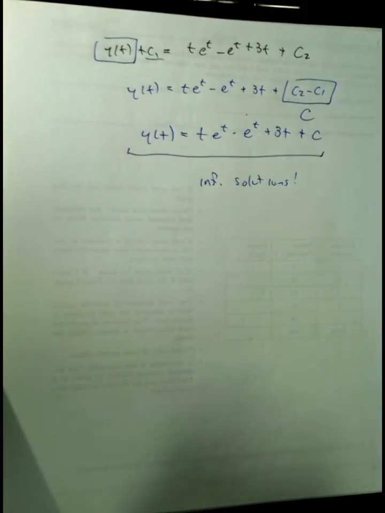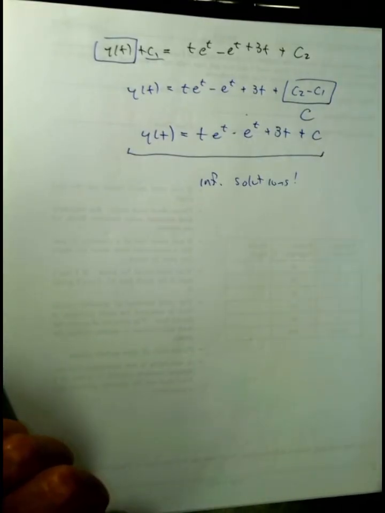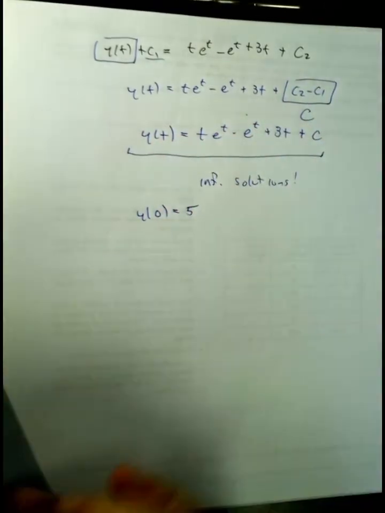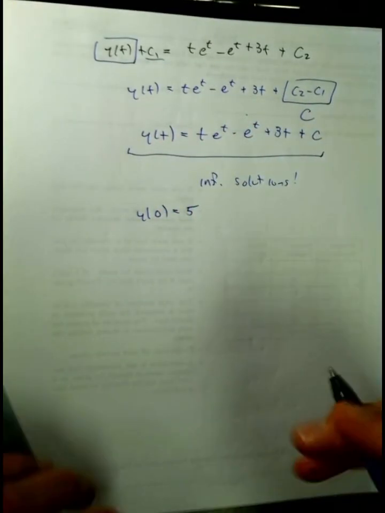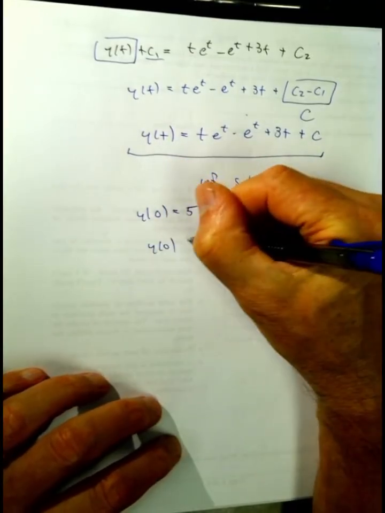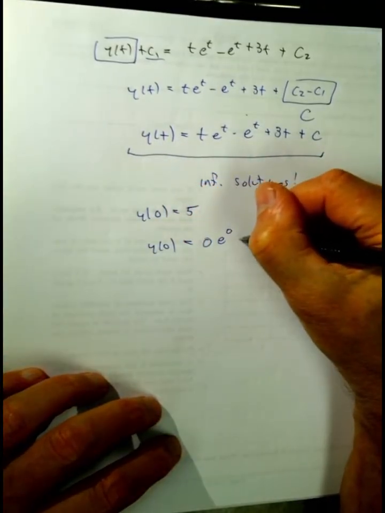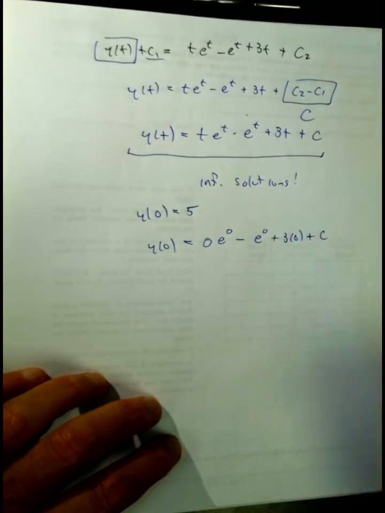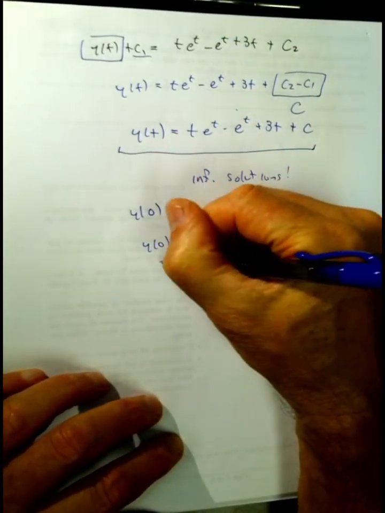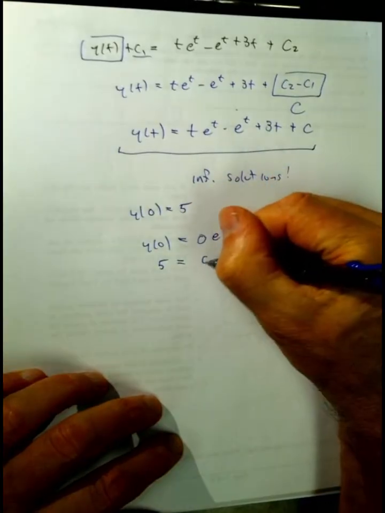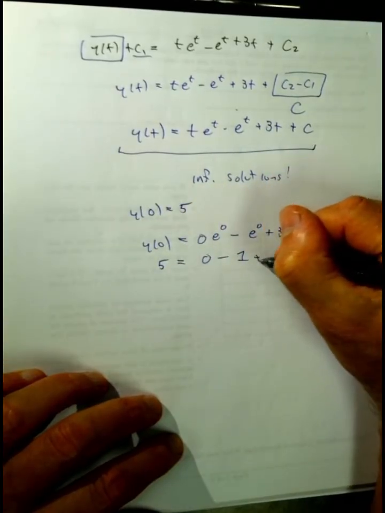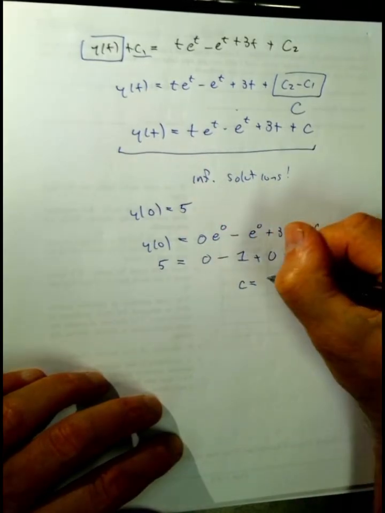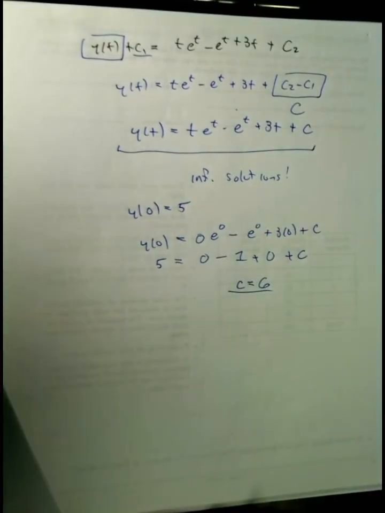We need to be very careful. If I were to tell you later on that, say, y of 0 is 5, I can now figure out what that constant is. Because when I plug in t equals 0, I know that y of 0 is 5, so this is going to be 0 minus 1 plus 0 plus c. Add 1 to both sides, and that's going to give me my value of the constant.